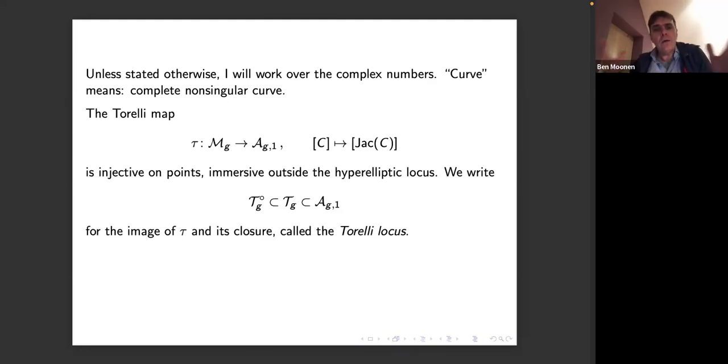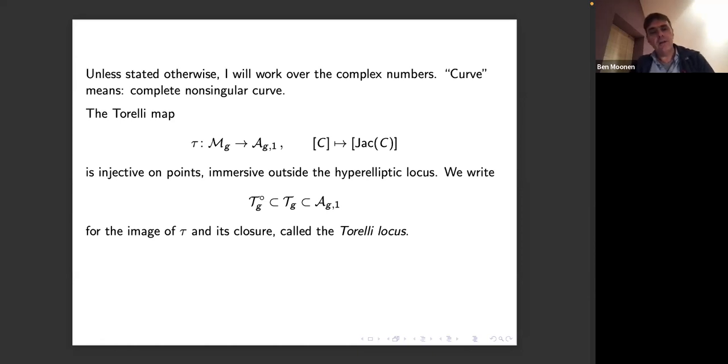Okay, so now, of course, we have these two moduli spaces, MG and AG, the moduli of curves and the moduli of abelian varieties. These, in some sense, are the two most classical examples of moduli spaces. And of course, we have this very nice map going from the one to the other, which is the map that sends the class of a curve to the class of its Jacobian. And that map is called the Torelli map.